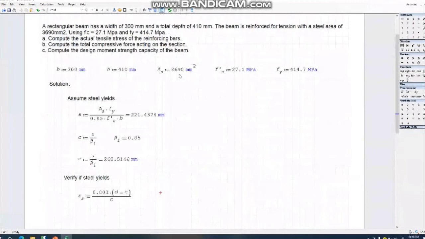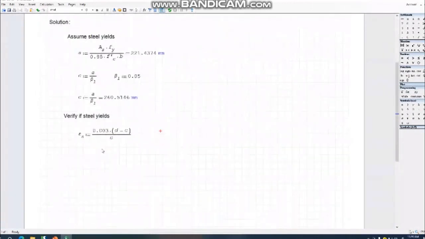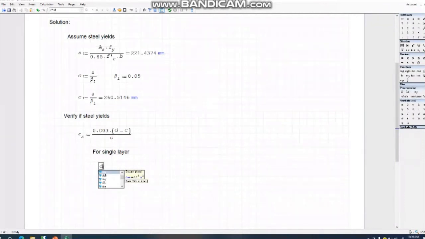So since we can't do anything, the given is only the area of steel. It's not given whether 2 layers or 1 layer. If there's no information, we just assume 1 layer. Okay? So for a single layer, we have a formula for the effective depth. Take note, this is only approximate.